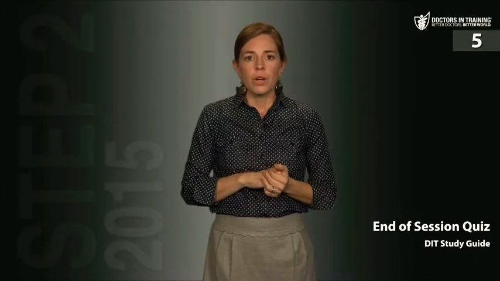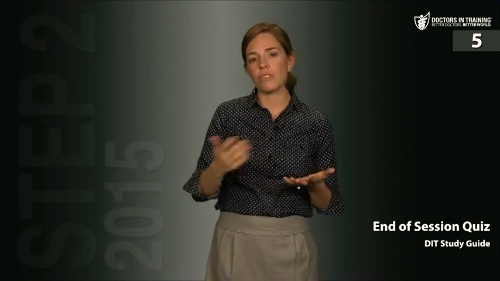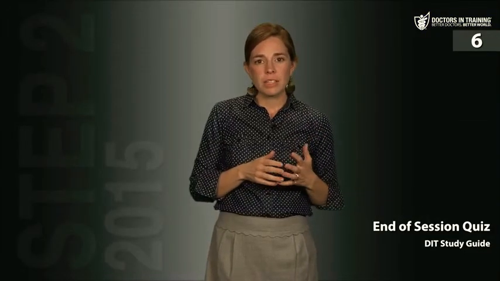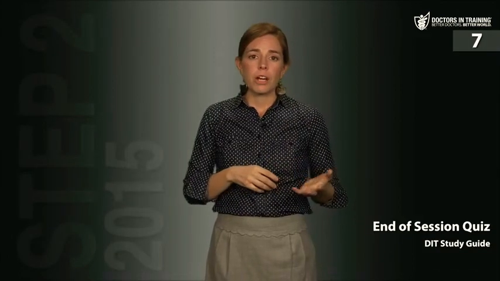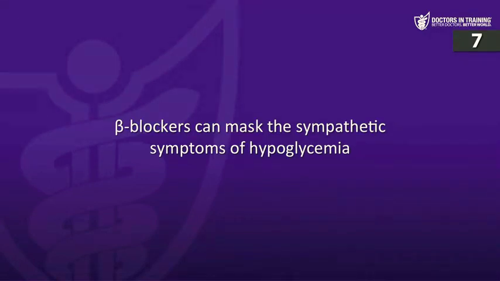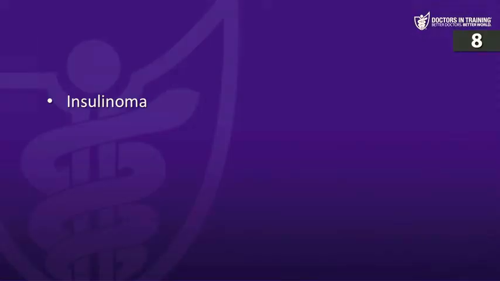First question, what lab test is used in diabetic patients to assess the adequacy of glycemic control over the last 3 months? Hemoglobin A1C. What is the leading cause of death in people with diabetes? Cardiovascular disease. Why must beta blockers be used with caution in diabetic patients? Beta blockers will mask the sympathetic symptoms of hypoglycemia like tachycardia. And what can cause hypoglycemia in a non-diabetic patient? Insulinoma, using insulin or sulfonylurea to induce low blood sugar levels like factitious disorder, Munchausen, or malingering.